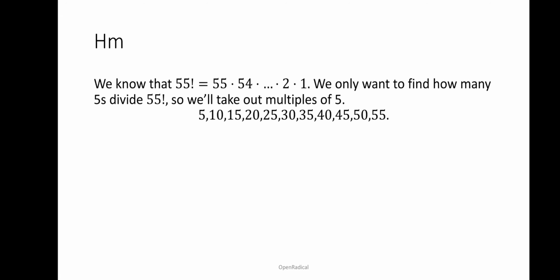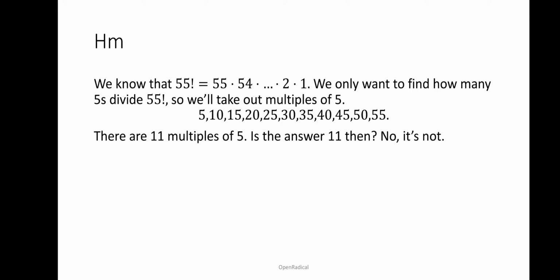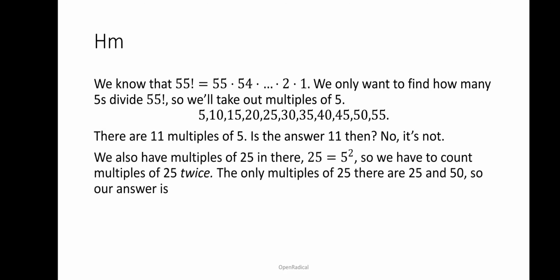We know that 55 factorial is 55 times 54 times all the way times 2 times 1. We only want to find how many 5s divide 55 factorial, so we'll take out multiples of 5. 5, 10, 15, 20, 25, 30, 35, 40, 45, 50, 55. 3rd grade flashbacks. There are 11 multiples of 5. Is the answer 11 then? No. We also have multiples of 25. 25 is 5 squared, or 5 times 5. So we have to count those another time. The only multiples of 25 are 25 and 50. So our answer is 11 plus 2, or 13.